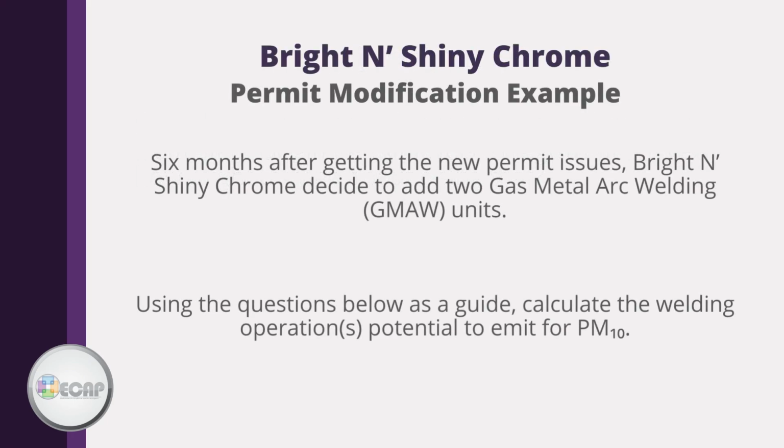Bright and Shiny Chrome is expanding again, this time adding 2 gas metal arc welding units, so they can refurbish some steel cylinders prior to plating them. In the following slides, we will go through the steps required to calculate the PTE for the new welding operations.